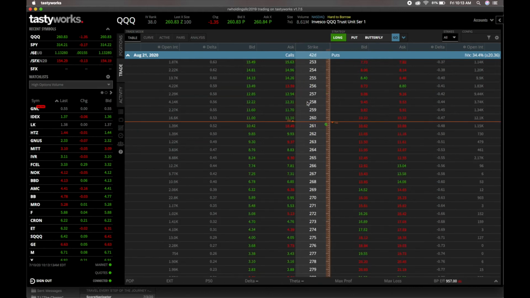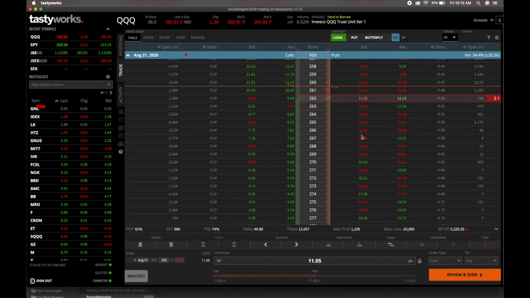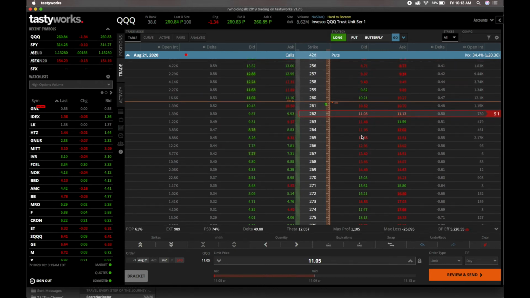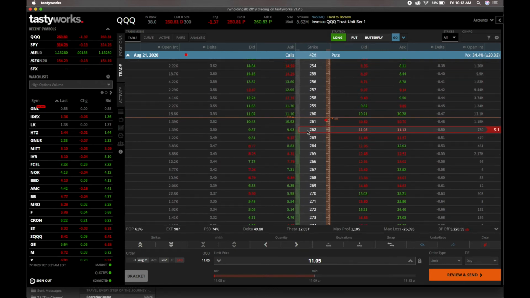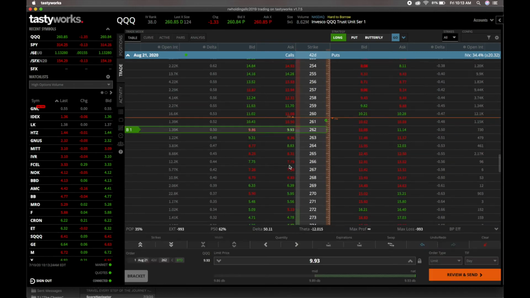How does that work if we were to just sell instead? We can still have the bullish assumption. We can still be bullish, right? But let's go ahead and see what happens if we were to sell a put. Selling a put is still a bullish strategy.